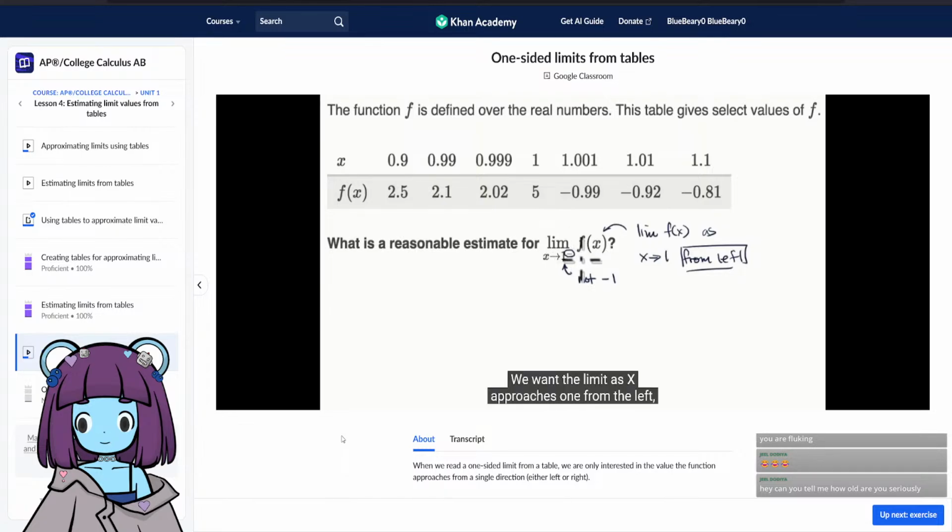We want the limit as x approaches 1 from the left. It is on the table. Yeah, so that side approaches from the left side. What does f of x approach? It's closer and closer to 1.